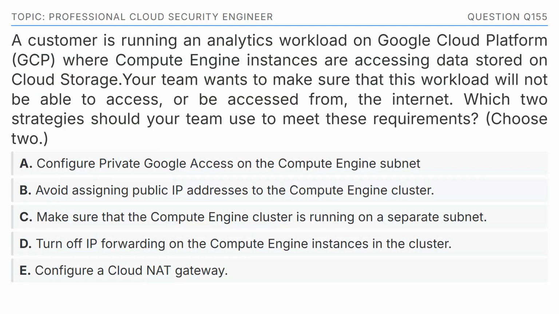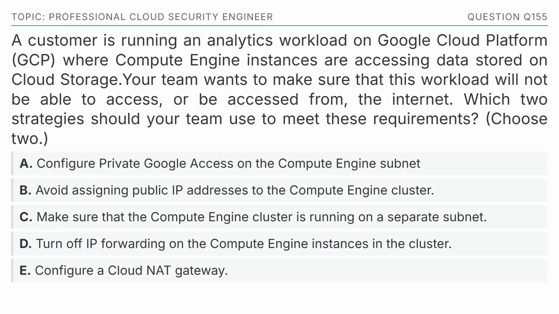A customer is running an analytics workload on Google Cloud Platform, GCP, where Compute Engine instances are accessing data stored on Cloud Storage. Your team wants to make sure that this workload will not be able to access, or be accessed from, the Internet. Which 2 strategies should your team use to meet these requirements?